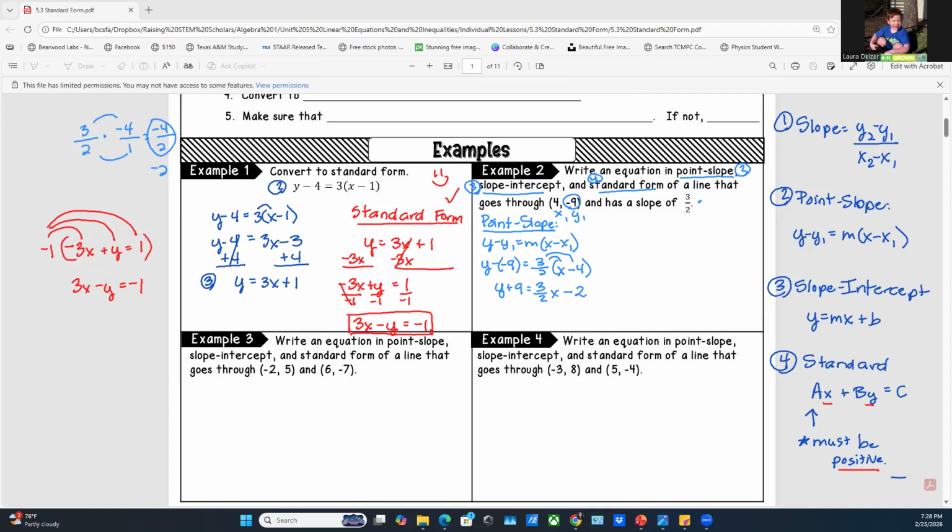And I know lots of students are highly allergic to fractions. Lots of people do not like fractions. If you're one of those that likes fractions, good for you.